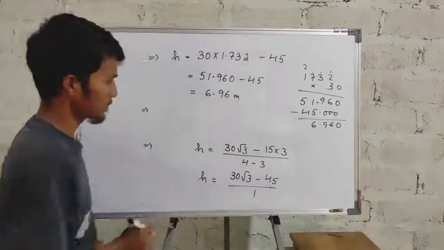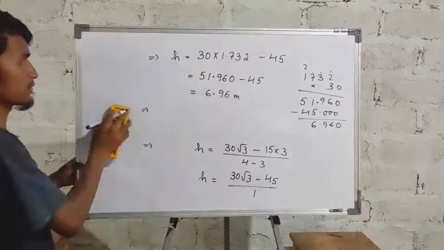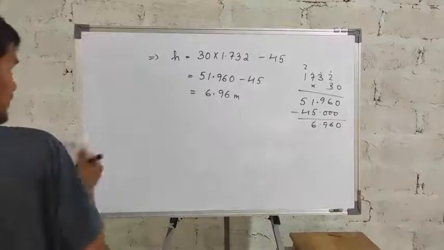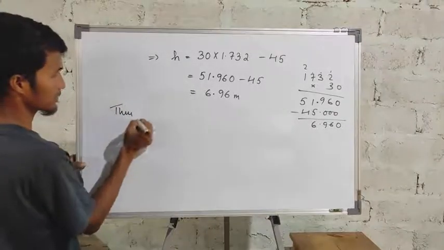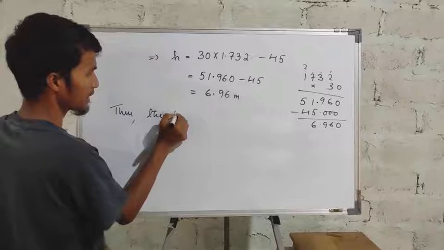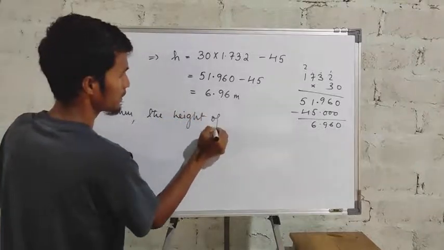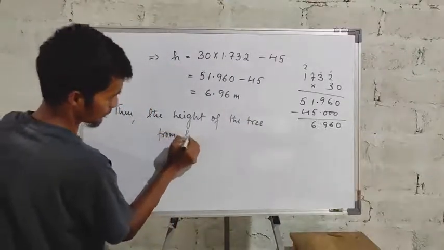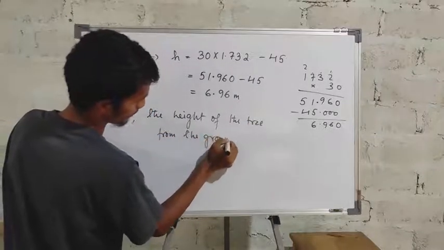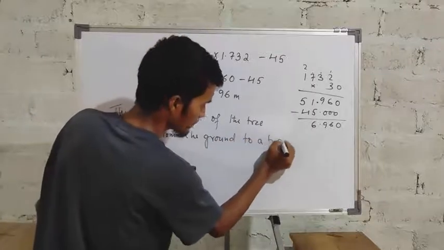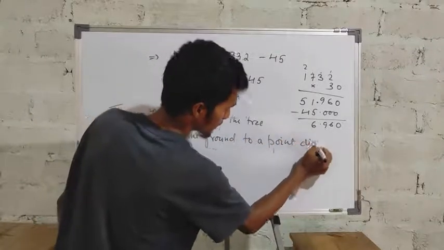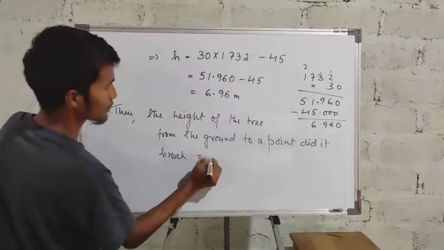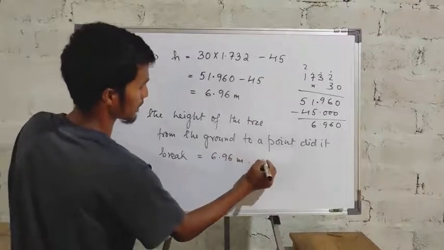The answer will be 6.96 meter. Okay, the tree break is from the ground to a point where it breaks, 6.96 meter. Okay, thus the height of the tree from the ground to the point where it breaks is equal to 6.96 meter. Answer.